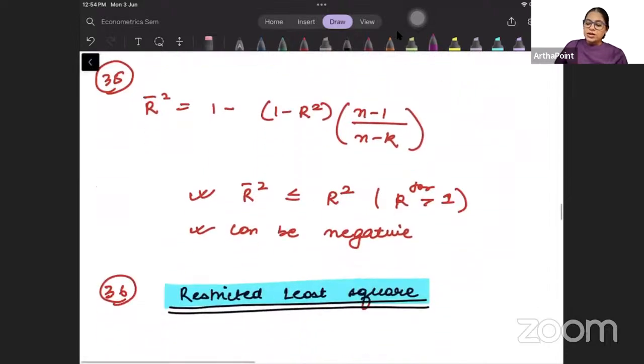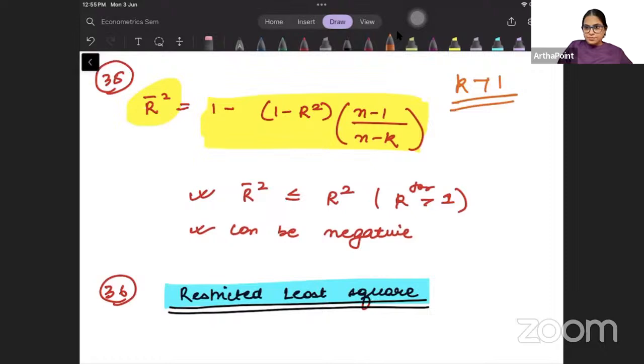Now there is something called as R bar square. R bar square is your adjusted R square. Adjusted R square का formula ये होता है बेटा, it is 1 minus (1 minus R square) into (n minus 1) by (n minus k). Always remember कि as long as the number of parameters are more than 1.